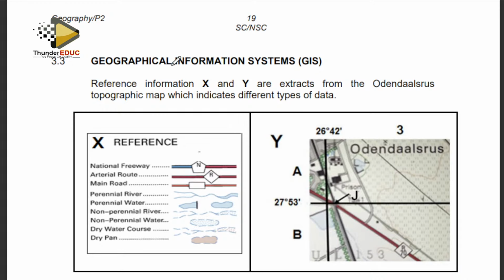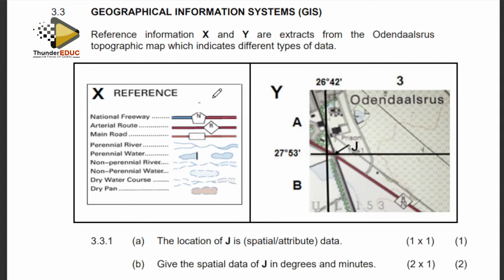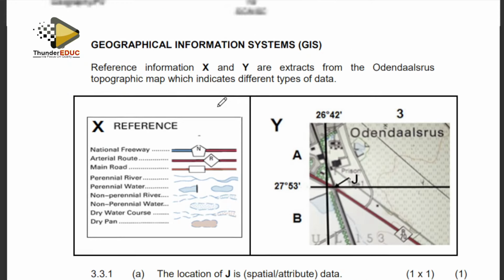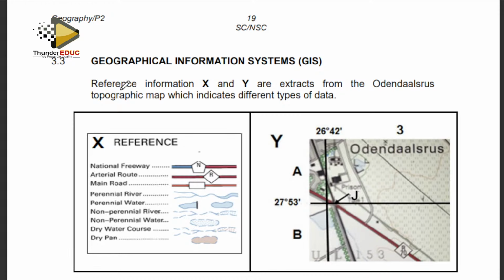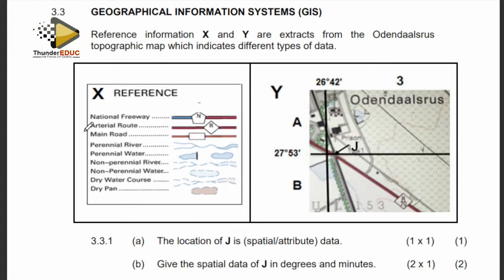Okay, let's look at GIS. This is 8 marks, and guys, I don't want you to take this GIS lightly, because those marks in GIS are for free. We have looked at these things several times. In GIS, we reference information X and Y. These are extracts from the Odendaalsrus topographic map, which indicates different types of data.